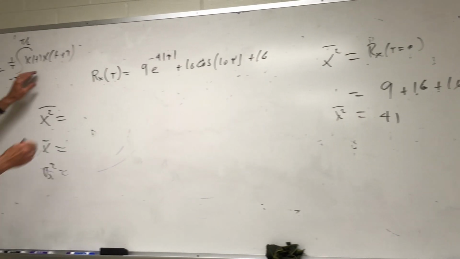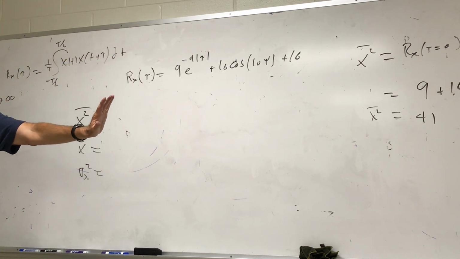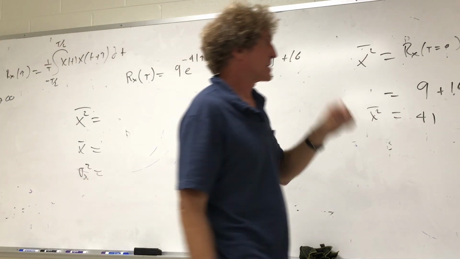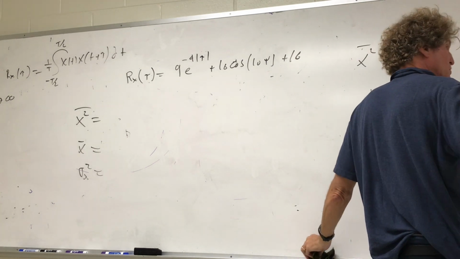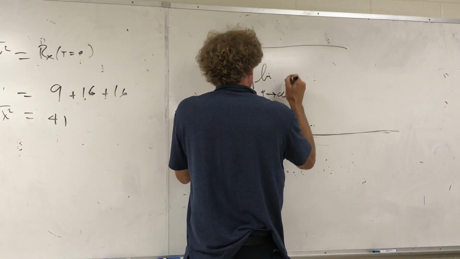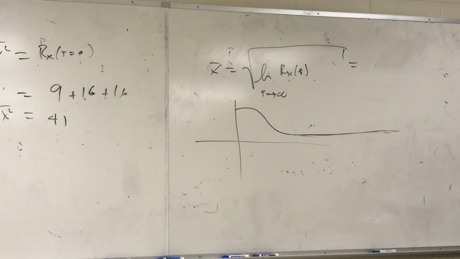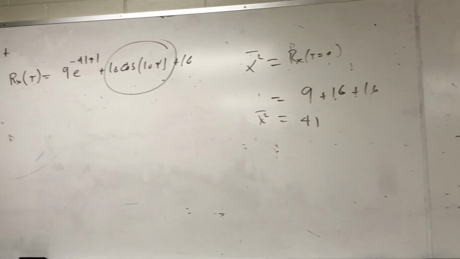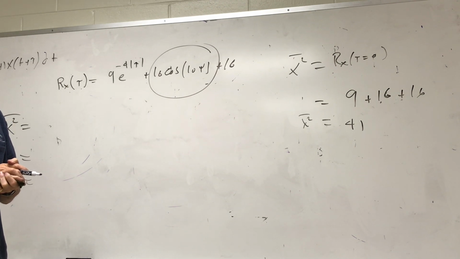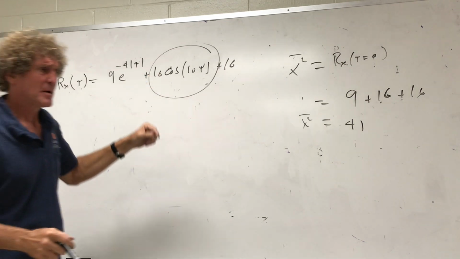You take the limit as tau goes to infinity, and this is dt, sorry. With me, class? And then you take the square root. What it amounts to is that this is x bar squared, so x bar is going to be the square root of the limit as tau goes to infinity of Rx of tau. So what's that going to be? As tau goes to infinity, you can see that this thing oscillates, right? Can you all see that? Technically, that is a cosine of 10 tau. Is there another exponential in here or not? No.